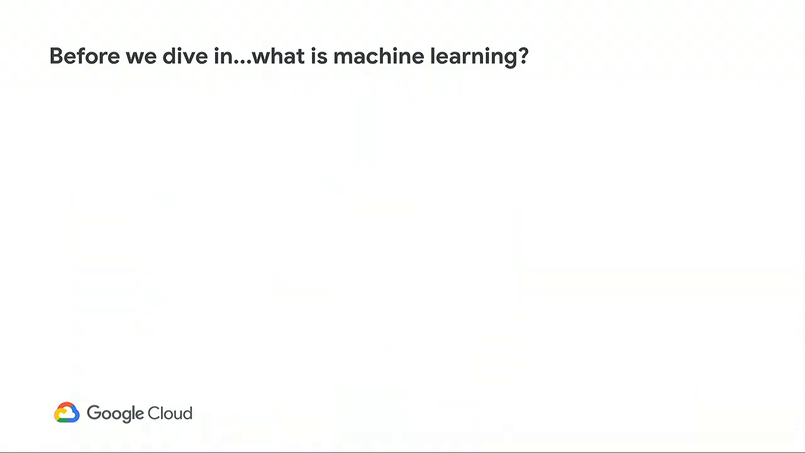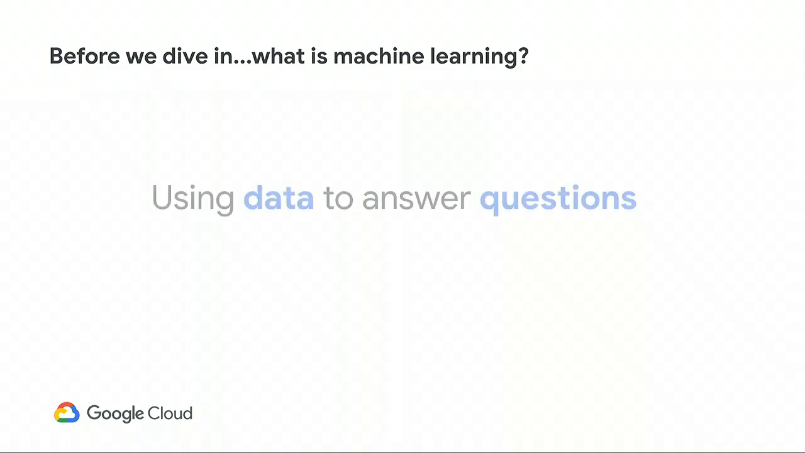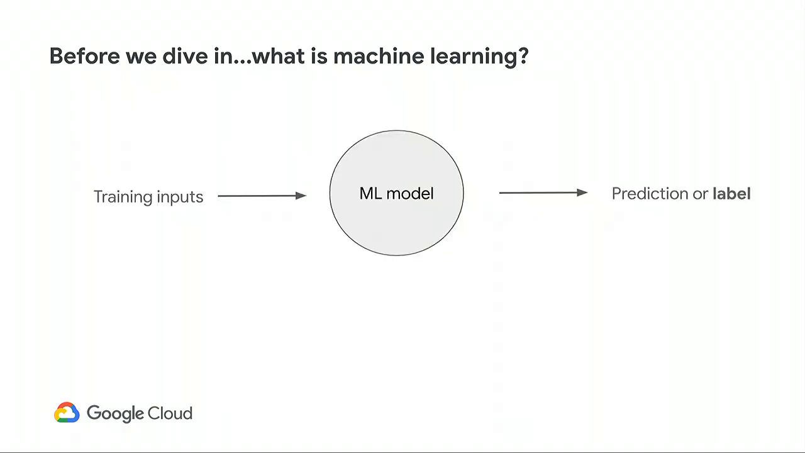So before we dive into each of these components, I just want to make sure that we're all on the same page around what we're calling machine learning and give us a framework to think about how these tools all fit together into this workflow. At a high level, we can say machine learning is using data to answer questions. When we break that out into a structure, we can think of the data as training inputs, and that goes through our machine learning model, and we can answer our questions or get labels or predictions or classes from the model.